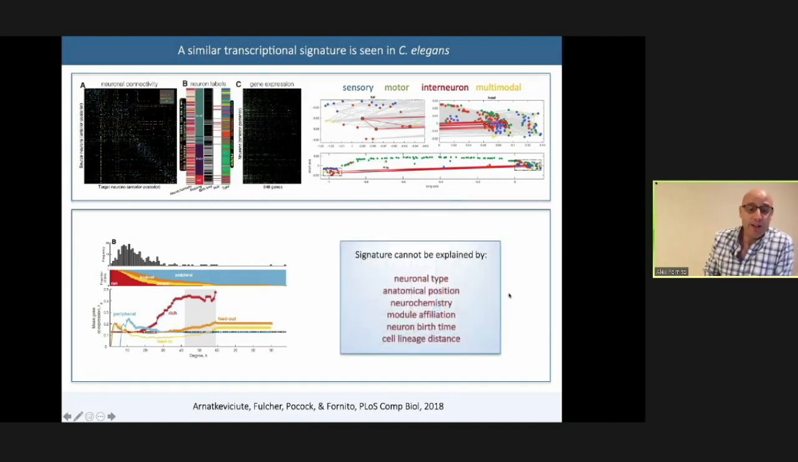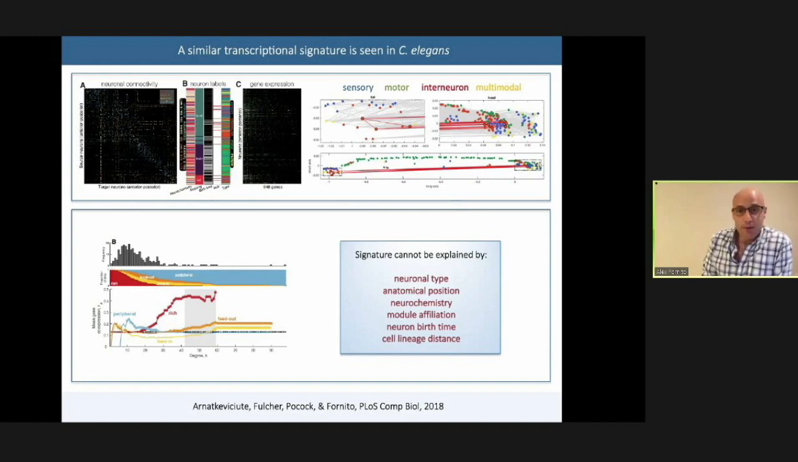Now, Ben and Arina then went and did a lot of careful analyses looking at this neuronal metadata to try to understand what might be related to this effect. And they were able to show that it's not related to the fact that all hubs might be motor neurons or sensory neurons or anything like that. It's not related to similarity in their anatomical position or the neurotransmitters they secrete. It's not related to the topological module they belong to or similarity in the birth times at which these neurons are born. Nor is it related to the lineage distance. So this is the number of cell divisions that separates a pair of neurons from a common progenitor.